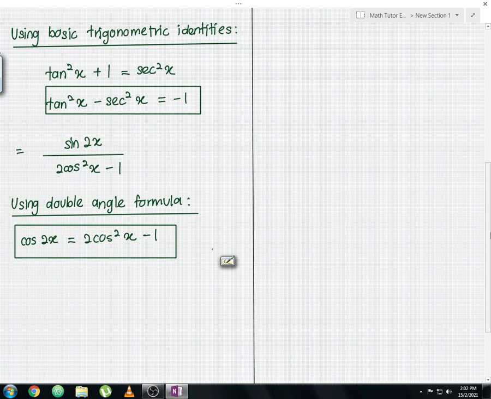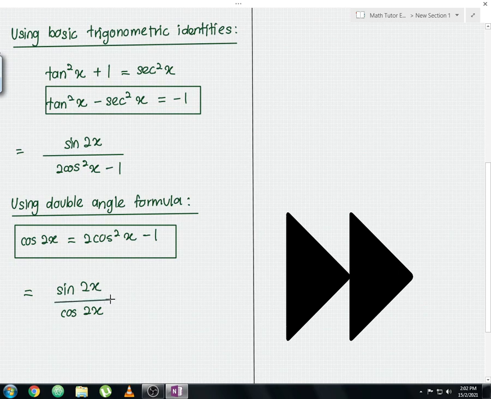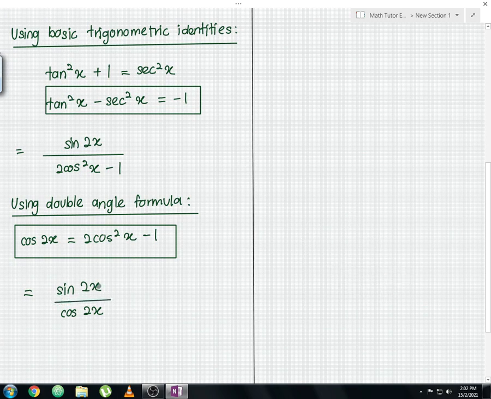When we substitute this cos 2x over here, you're only left with sine 2x over cos 2x. Okay, let me underline the fraction over here. As you all know, sine 2x divided by cos 2x gives you tangent 2x. Okay, we have already proven it. Let me underline the solution for question part A.